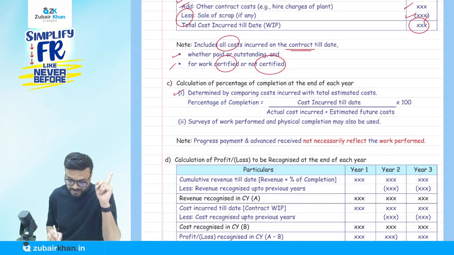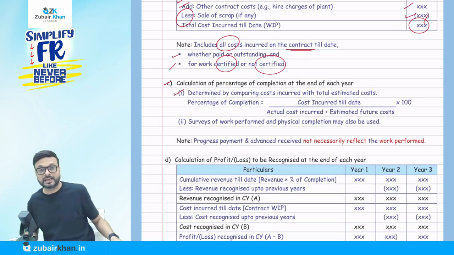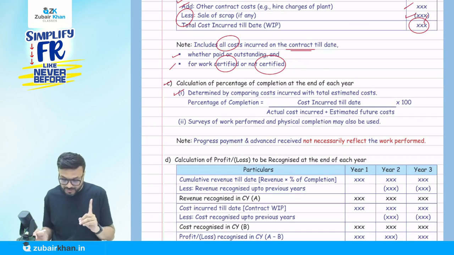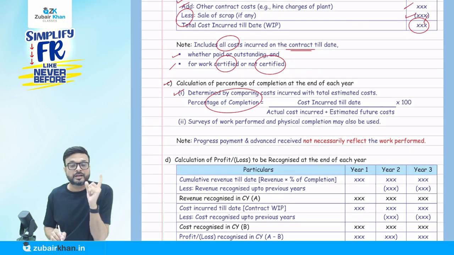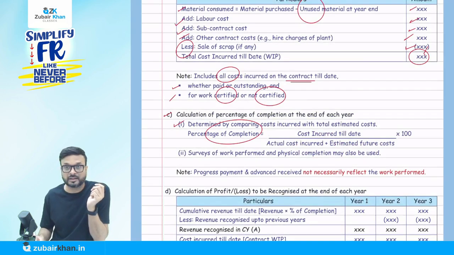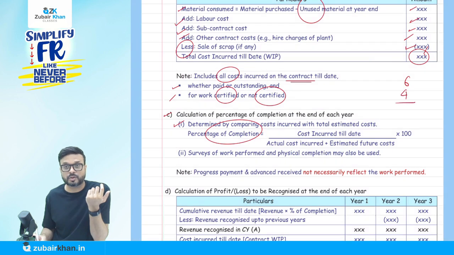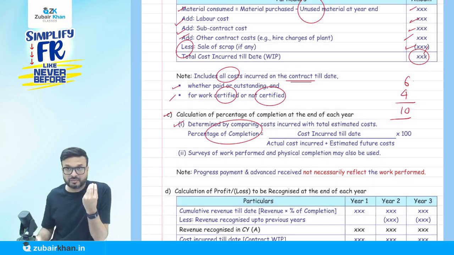The first method: the calculation of percentage of completion at the end of each year. It is determined by comparing the cost incurred with the total estimated cost. This is the method asked by ICAI. What is the formula? Suppose the total cost incurred is 6 crore, and further cost I am expecting is 4. The total estimated cost is 10. So how much work has been completed on the basis of the cost we have incurred? The cost we have incurred is 6.